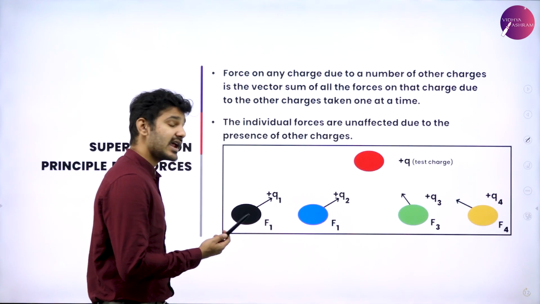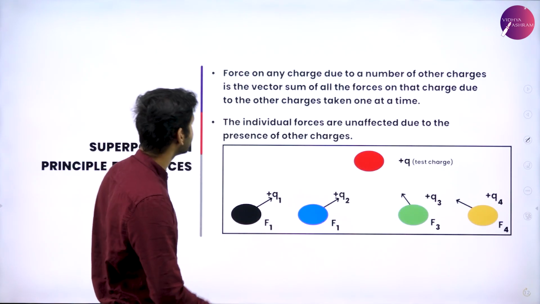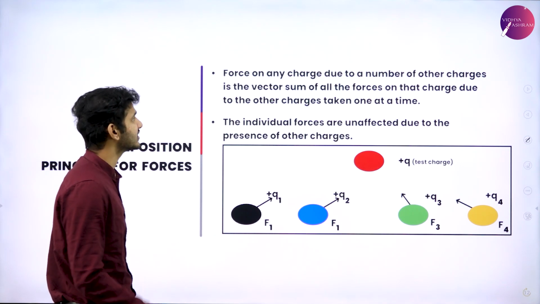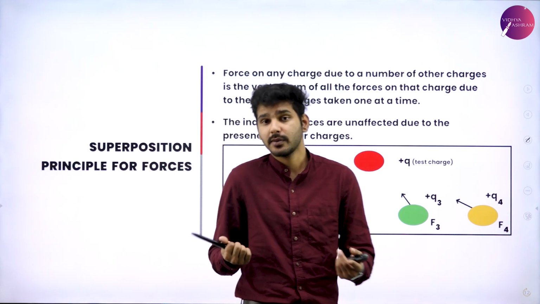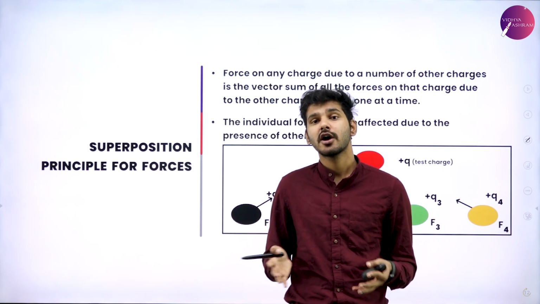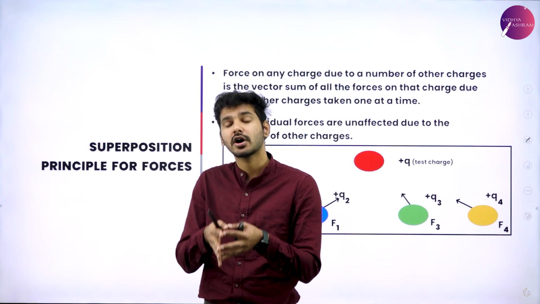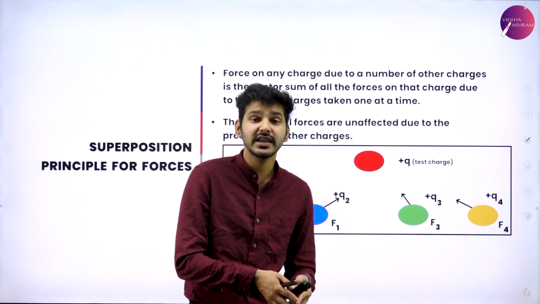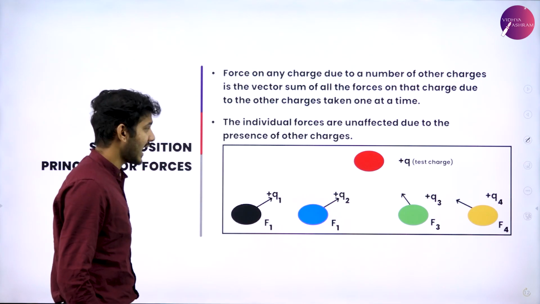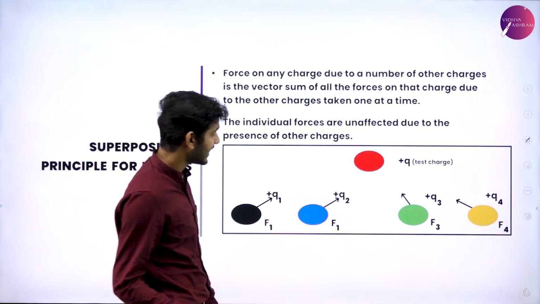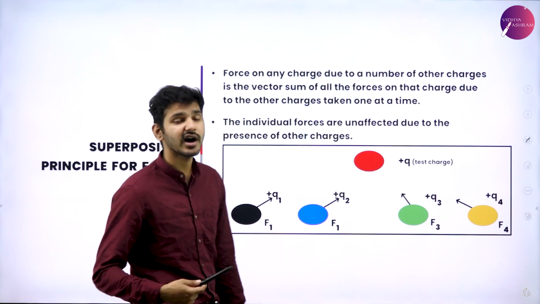So for that, we have a law which you have studied in your PUC first year, that is the principle of superposition, which states that if a system has n number of charges exerting force in different directions, then the total force on that system will be the vector sum of all those individual charges. And the interesting fact is that the individual forces are unaffected due to the presence of other charges.